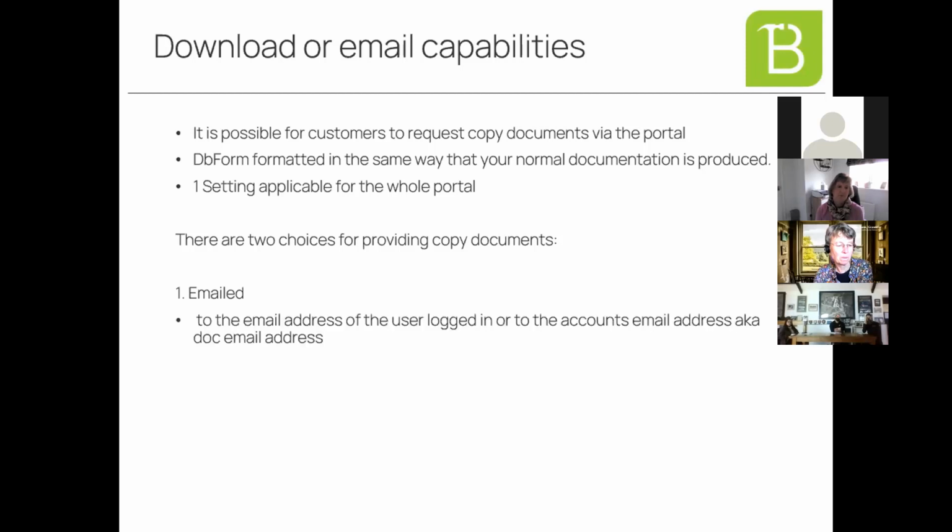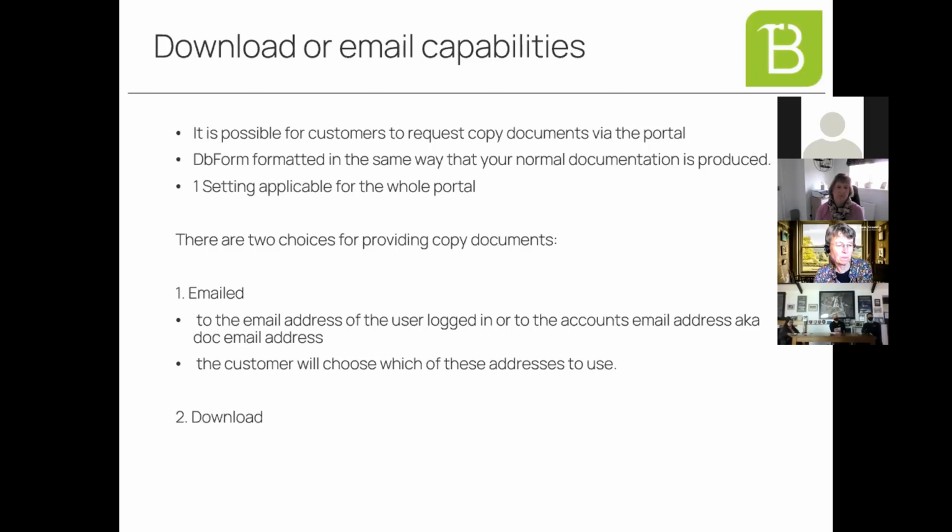With emailing, the documents can be emailed to the email address of the user logged into the account, or they can opt for the account's email address. If they select accounts, it will pick up the doc email address stored against the account in Contract. If there's no doc email address against the account, then it will default to the general email address that we have stored. The customer is able to choose which of these addresses they want to email the documents to.